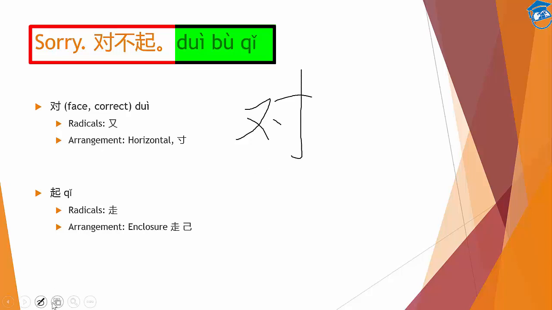1, 2, 3, 4, 5. Okay, so this is 对. And then this one is 起. Okay, I'm not putting any meaning here because it is just used in this context, which does not hold much meaning here. Okay, and the radical is this one here. Okay, you'll learn more about this word later. And then the arrangement is enclosure because this word is wrapping up this word here. Okay, so watch how I write 起.